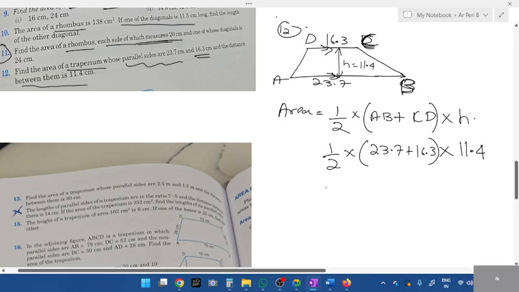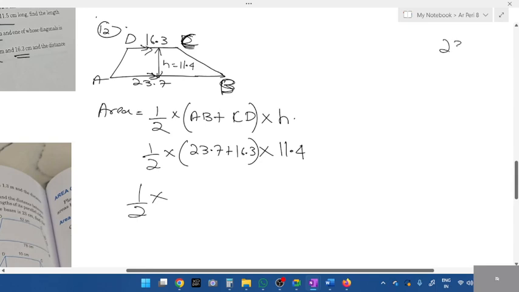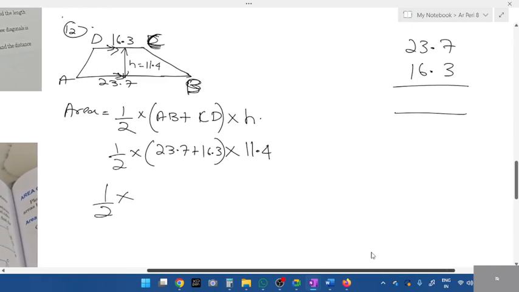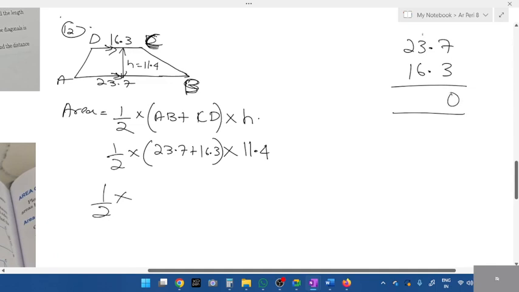Okay, I'll check. All of you will complete it. What is 23.7 plus 16.3? Amilda, are you able to solve decimals? Is Amilda online? 7 plus 3 is 10, right? Then what do you get? 40. Don't write 40.0. Ignore this, students. 40 into 11.4. How do I write 11.4?